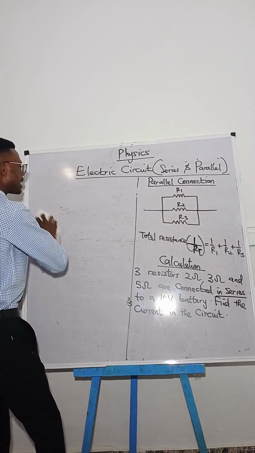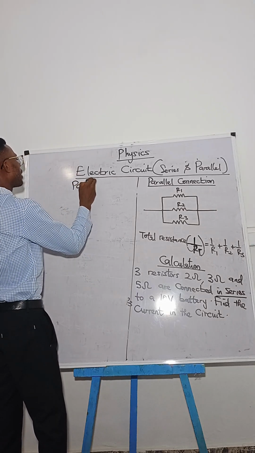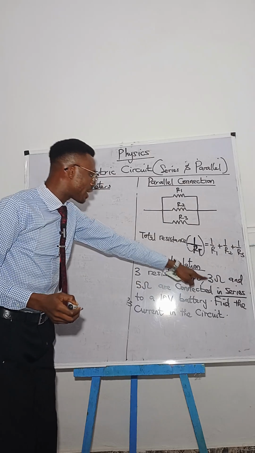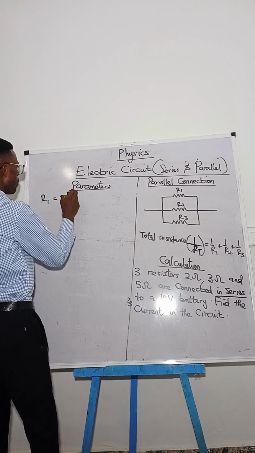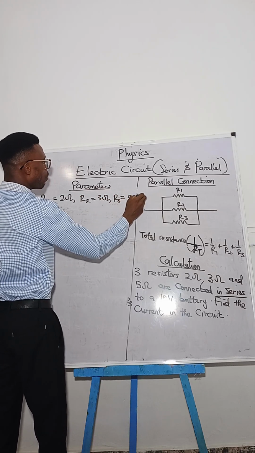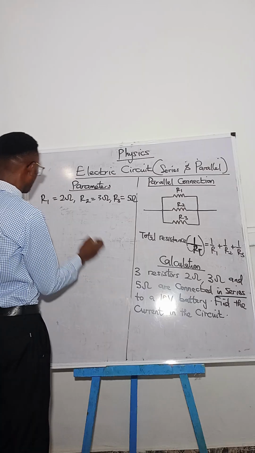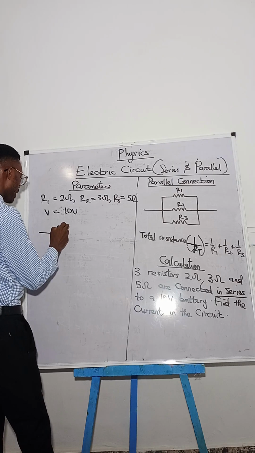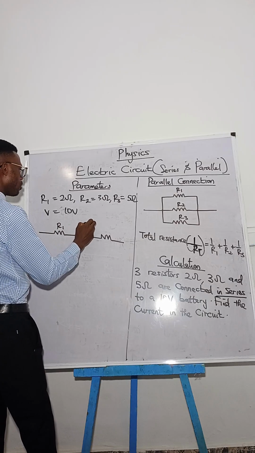Now, first thing first, like I always advise my students, is to bring out your parameters. So let's do that. We are told three resistors, 2 ohms, 3 ohms, and 5 ohms. So these are the resistances. We have R1 as 2 ohms, R2 as 3 ohms, then R3 as 5 ohms, connected in series to a 10-volt battery. So the voltage is equal to 10. In series, don't forget, it is end to end. So this is my R1, this is my R2, this is my R3.